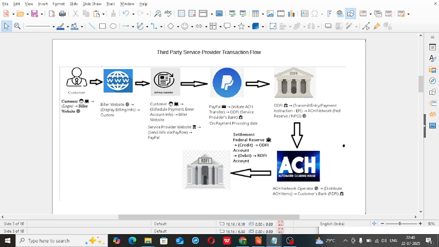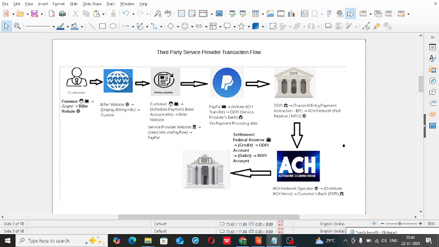Again, PayPal transfers the particular transaction details to the ODFI, the Originator Depository Financial Institution. With this originator depository financial institution, the biller holds the account. After that, the ODFI connects to the ACH network via the Fed Reserve or NPCI or EPI, whichever kind of connection is specific to the country. Then the ACH transfers that payment instruction to the RDFI. The customer holds the account in the RDFI, the receiver depository financial institution.